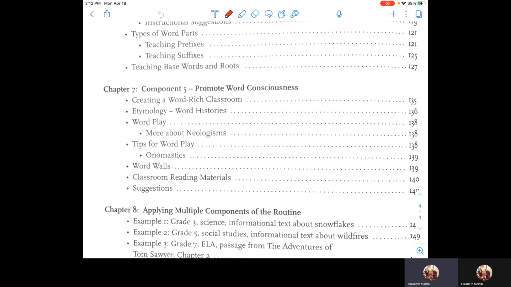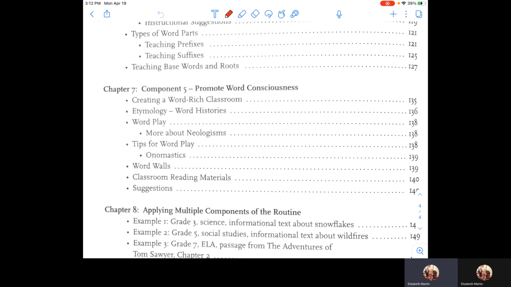Something that the book goes into detail about are word walls, and I had been using my word wall in my room wrong this whole time. I would pick out all of the words and go over them with my class, and we would talk about them, and then I would just stick the word up on the wall, and that was our word wall of vocabulary.